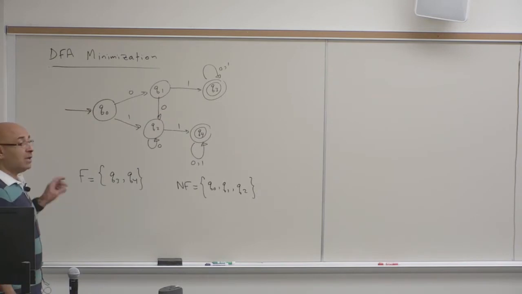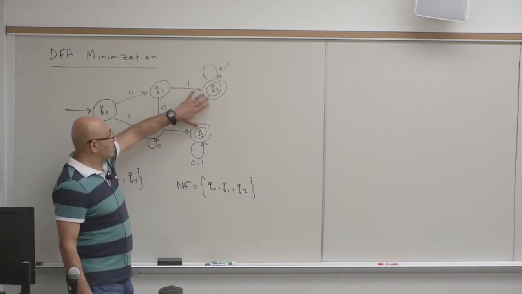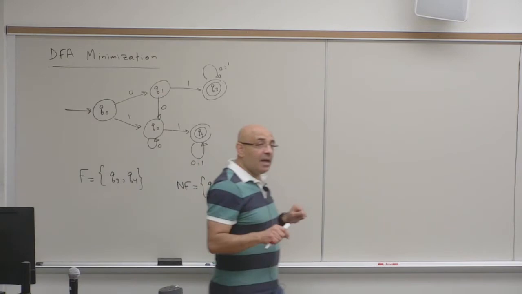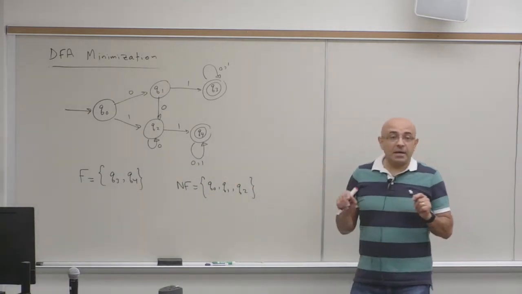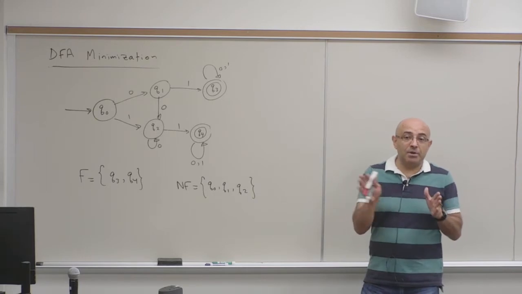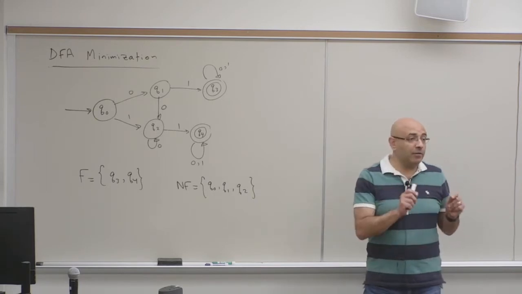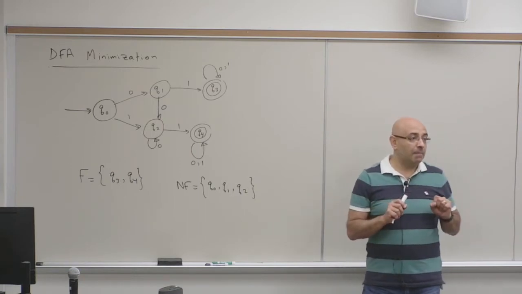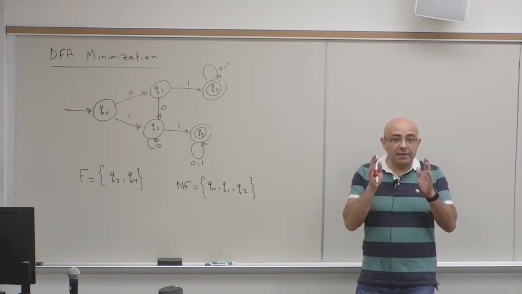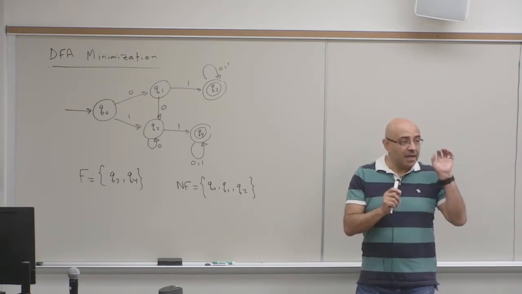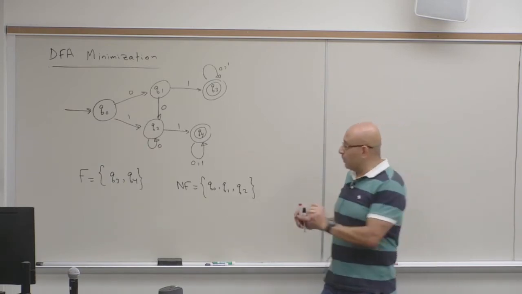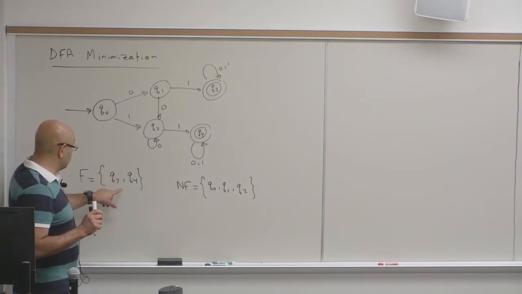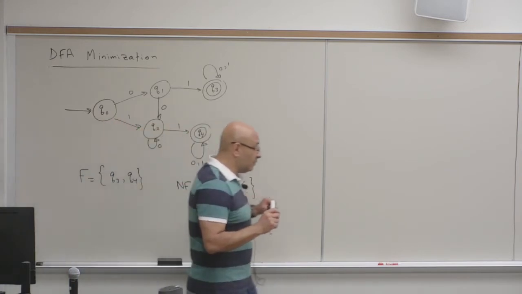Why this? Because we know that accept states are different than non-accept states. There are 2 different kinds of states. And what we're looking for here is equivalent states that we can merge together. Since we are looking for equivalent states that we can merge together, we can never merge an accept state with a non-accept state. They're fundamentally different, they're conceptually different. So you put the non-final states in one equivalence class, and you put final states in another equivalence class.